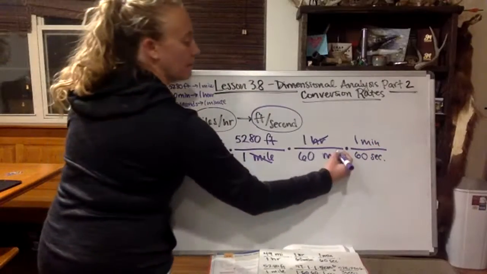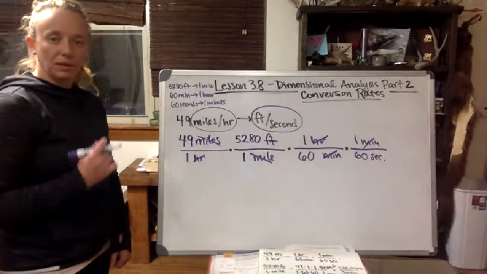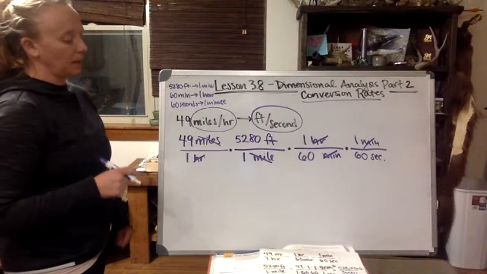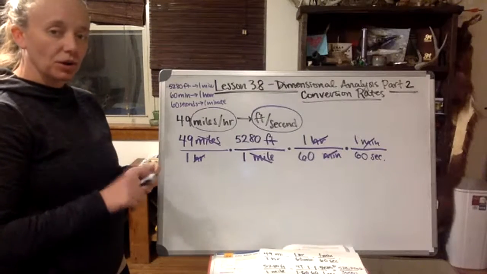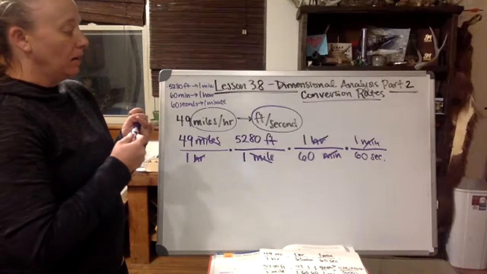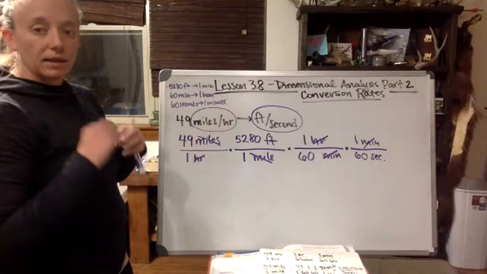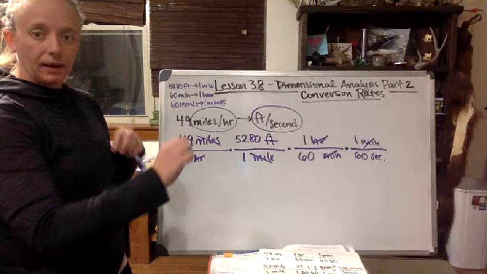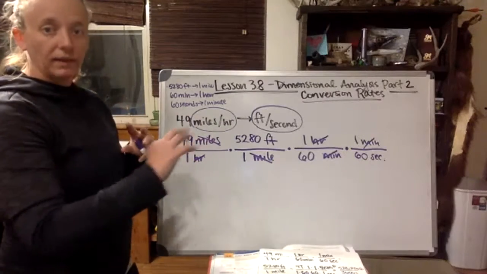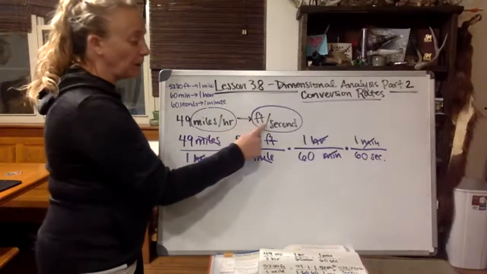And so now my minutes will cancel out because one's in the numerator and one's in the denominator. So I want to now make sure that all of my dimensions on the top, there's only 1 left behind. And same with on the bottom. Is there only 1 left behind? And hopefully they are feet per second.